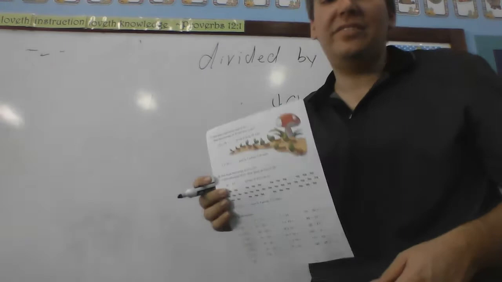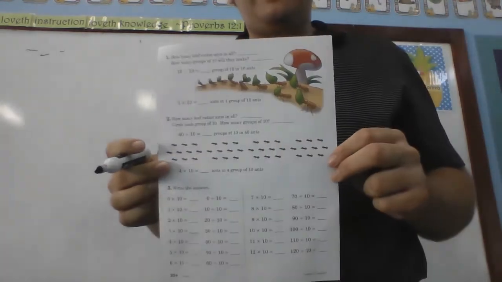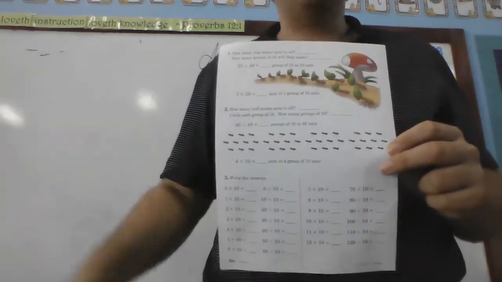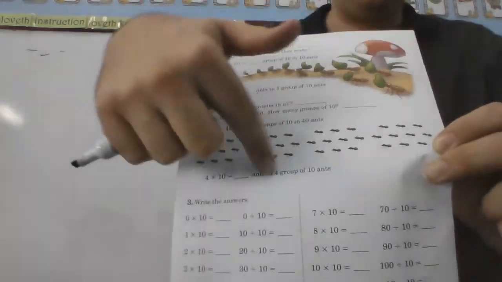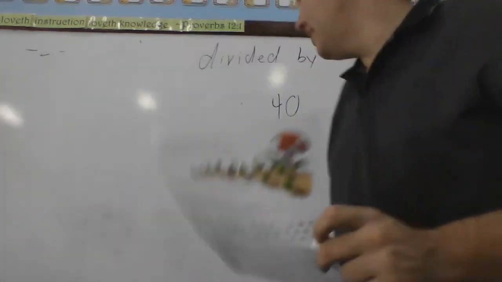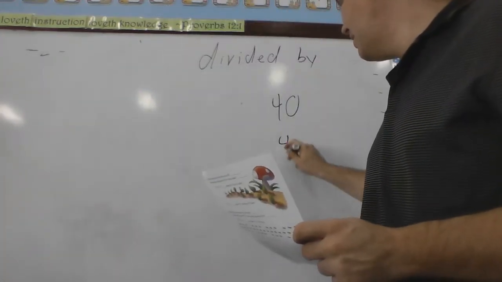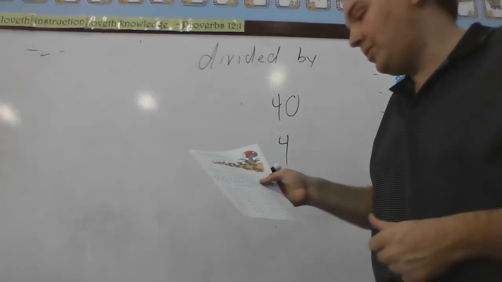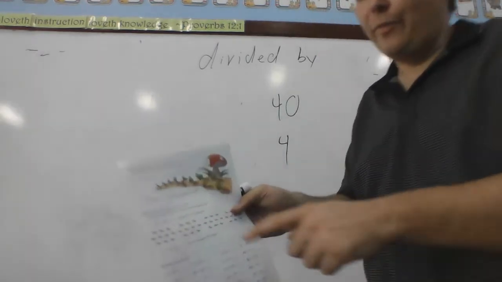There are 40 ants there. But what they want to know is how many groups of 10. And you can see on this picture, there's one group here, one group here, one group here, and one group here. So how many groups are there? There are 4 groups. So there are 40 ants. There are 4 groups.